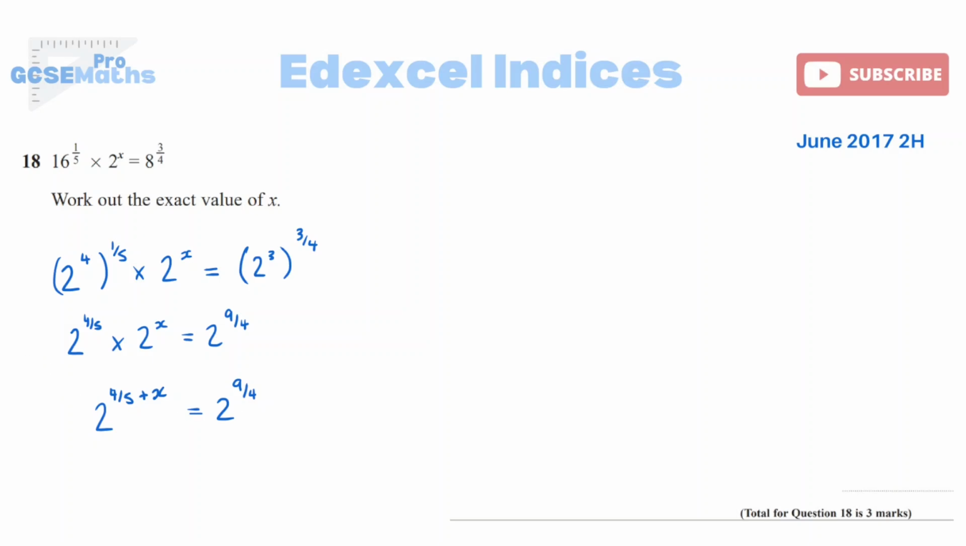And my whole aim is to get the format here. So we've got 2 to the power of something and then equals 2 to the power of something else. I just want one 2 on each side, if that makes sense. Because now, similarly to the first question we did, if 2 to the power of this is equal to 2 to the power of this, then I can almost ignore the 2's and I can just write it as 4/5 plus x is equal to 9/4. Like, those two powers must be the same thing, aren't they?